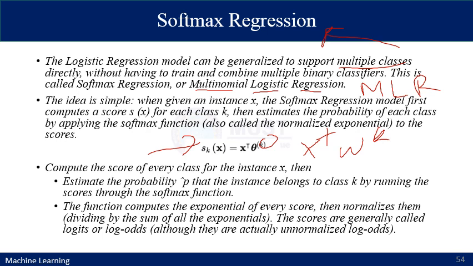So you compute the score for every class for instance x, then estimate the probability that the instance belongs to class k by running the scores through the softmax function. The function computes the exponential of every score, then normalizes them, dividing by the sum of exponentials. The scores are generally called logits or log odds, although they are actually unnormalized log odds.